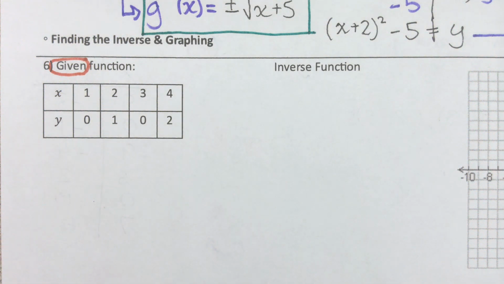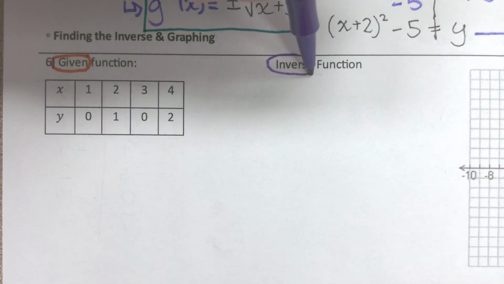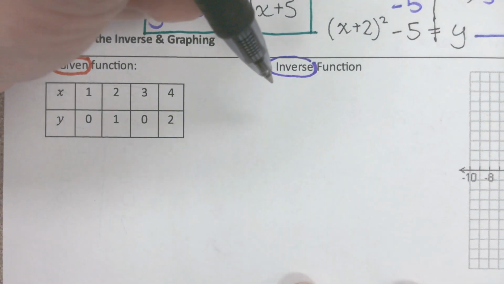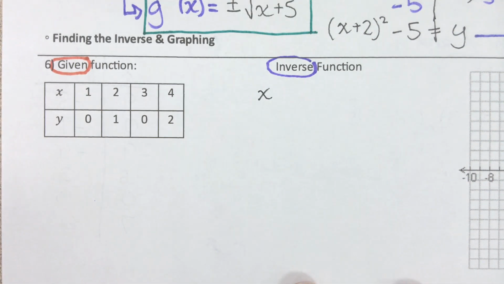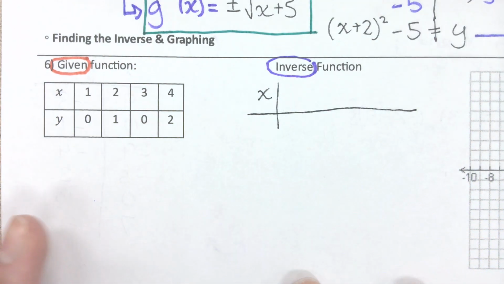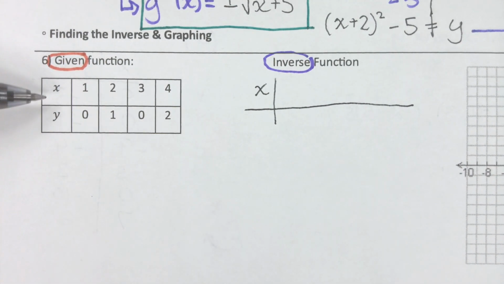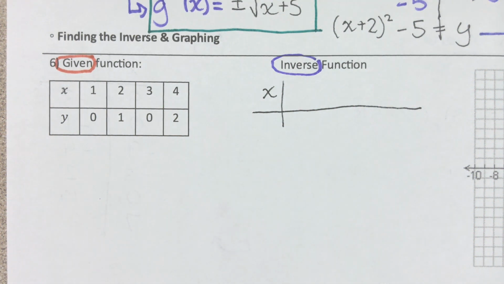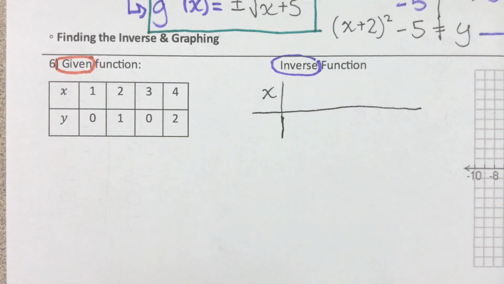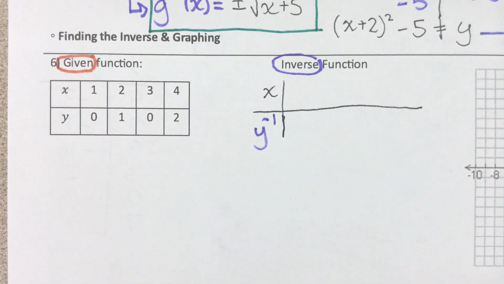So number 6, we're given this function in this table. We need to find the inverse. And then once I found the inverse, then we'll graph both of them. For the inverse, we're going to need our own table. This time we just have x and y. We don't have an f or a g. So this time, to show that this is the inverse, I'm going to write y with that -1 to represent the inverse.